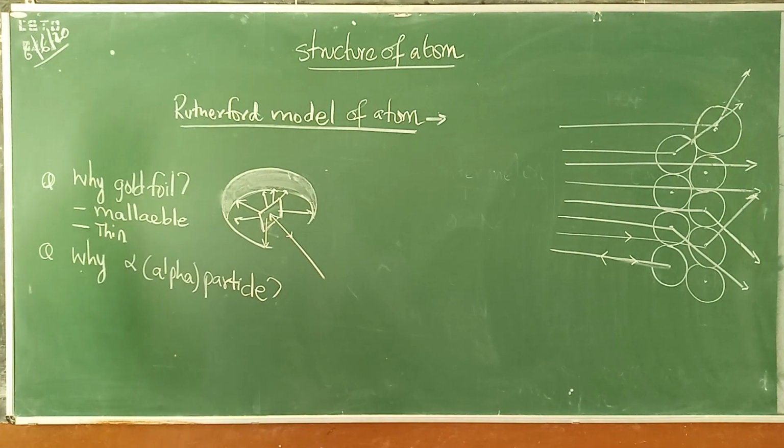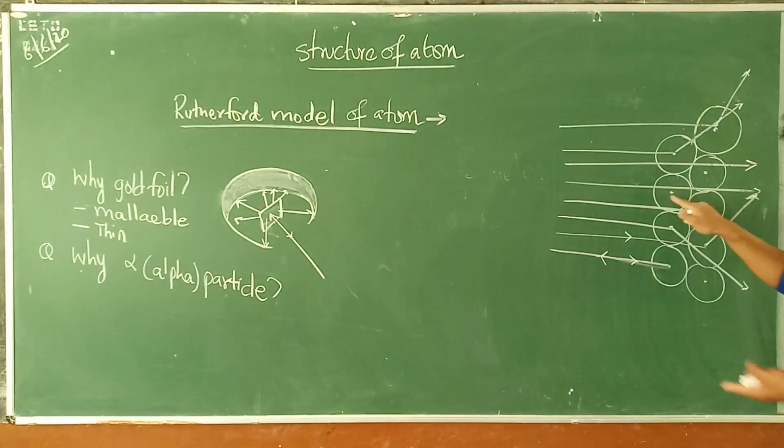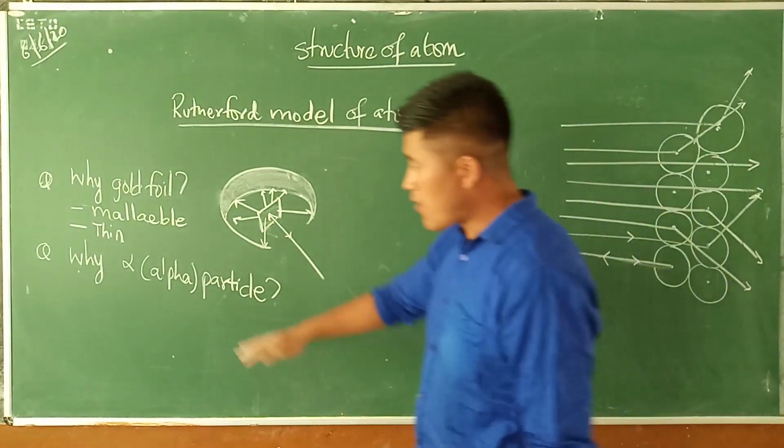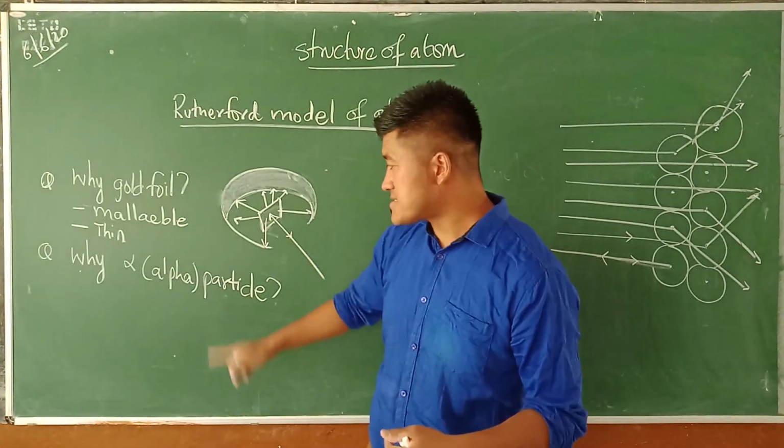Okay, so this is the gold foil here, and in this particular diagram, these round things are the gold foils. Now I hope you all have understood why Rutherford has chosen gold foil. Now let us go for the next one.